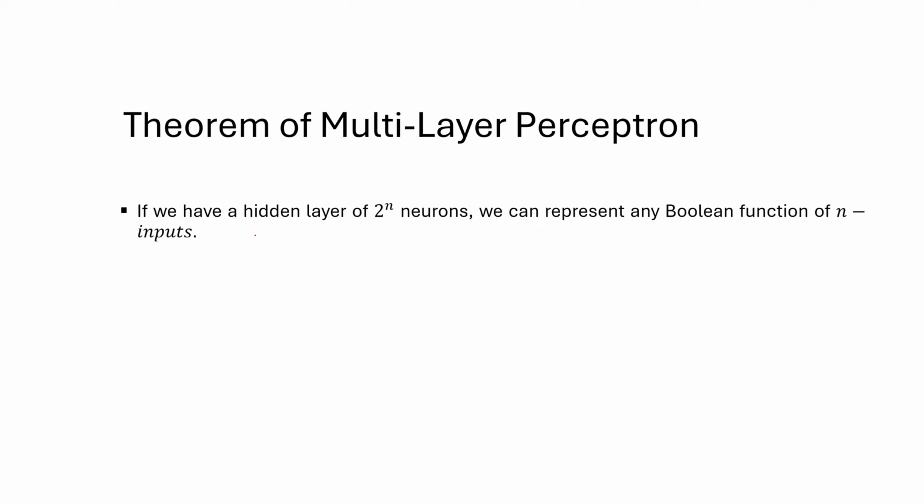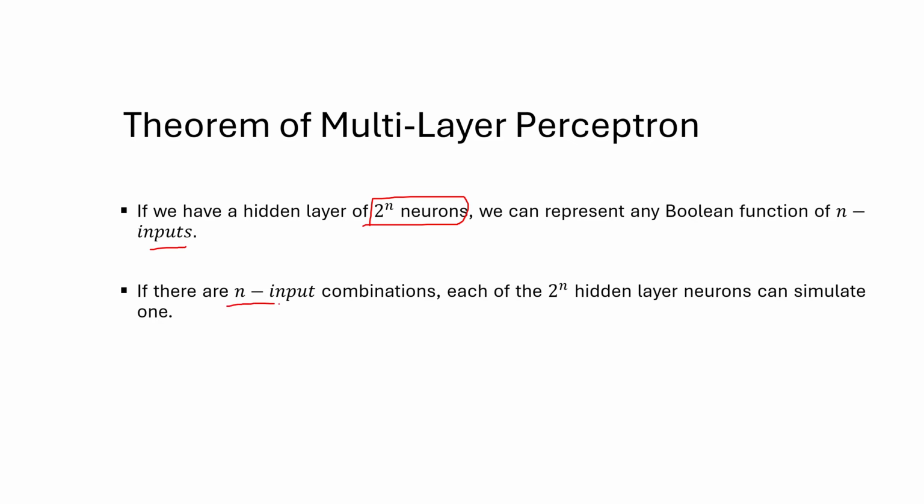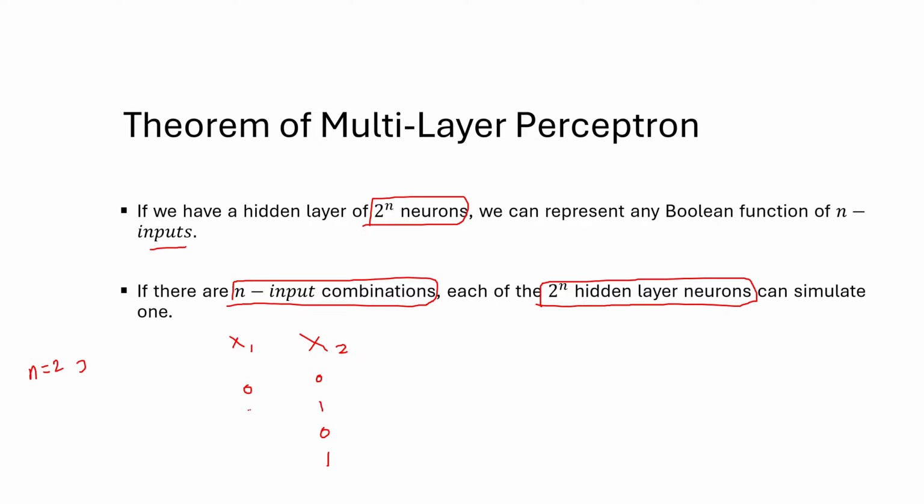So if we have a hidden layer of 2 raised to the power n neurons, we can represent any Boolean function of n inputs with it. If there are n inputs, then each of the 2 raised to the power n neurons in the hidden layer will simulate one combination. For example, if we have 2 inputs, n is equal to 2, such as x1 and x2, it will have possible combinations as 0, 1, 0, 1 and 0, 0, 1, 1.